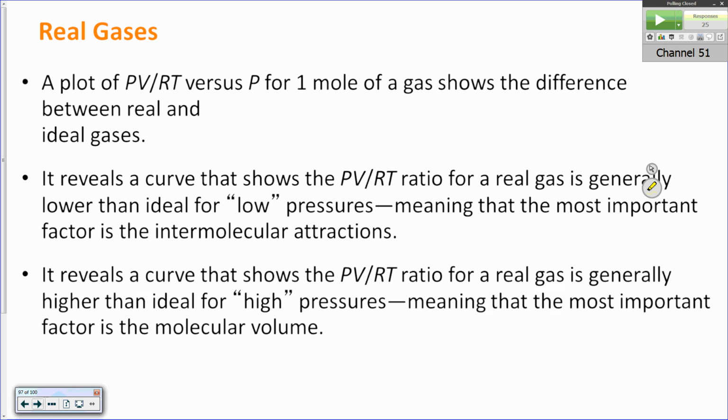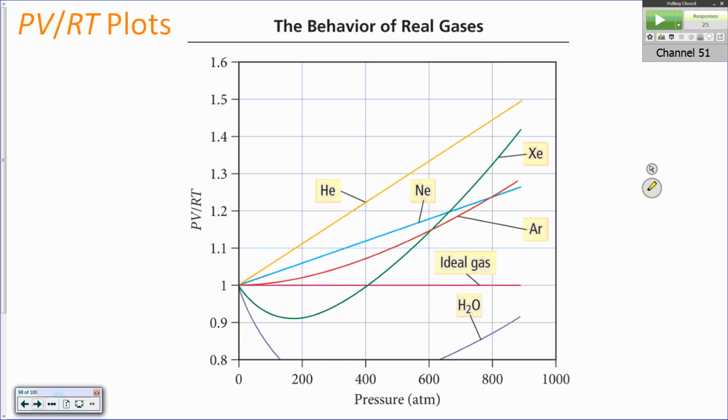So the plot that we're going to look at on the next page is a plot of if we take and rearrange PV equals nRT, so PV divided by RT would be equal to n. So we plot the pressure ratio versus the pressure we see for 1 mole of gas, and we can see the differences between real and ideal gases. And in some cases, it's significant. In some cases, it's not very significant at all. So here's our ideal gas. In a perfect world, everything would be 1.